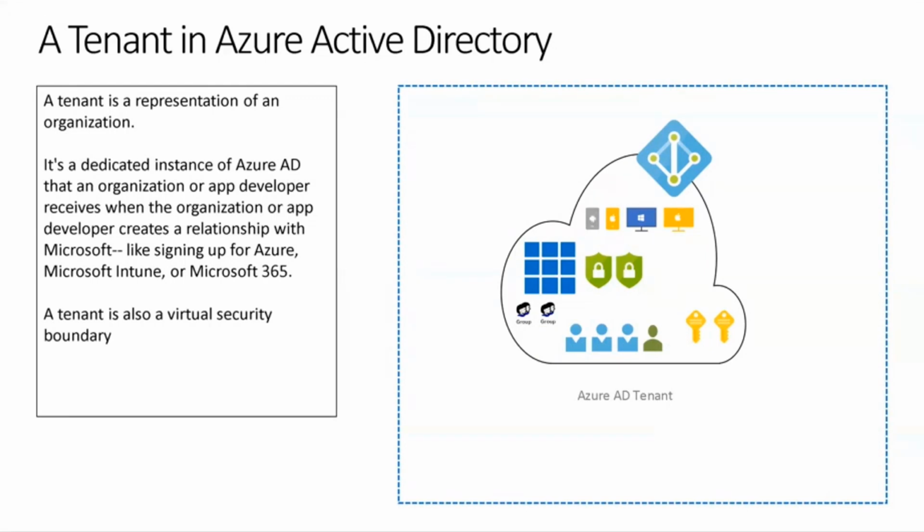A tenant also happens to be a virtual security boundary. This is especially important for you to understand if you are working with Microsoft products and Microsoft APIs like Graph, where your application is allowed to operate only within this boundary that is provided by an Azure AD tenant. So for example, a token issued to an application from Microsoft Graph can only be used within one tenant and not more than that.